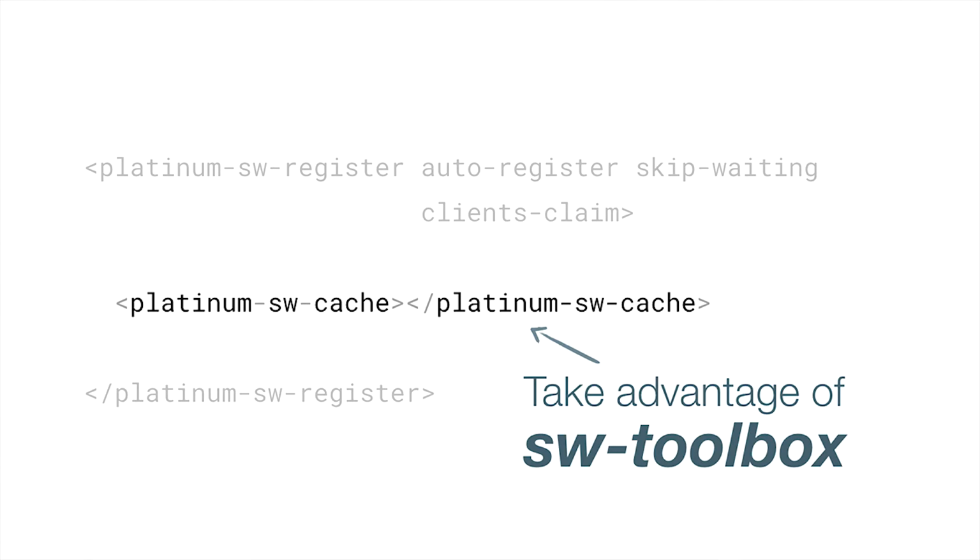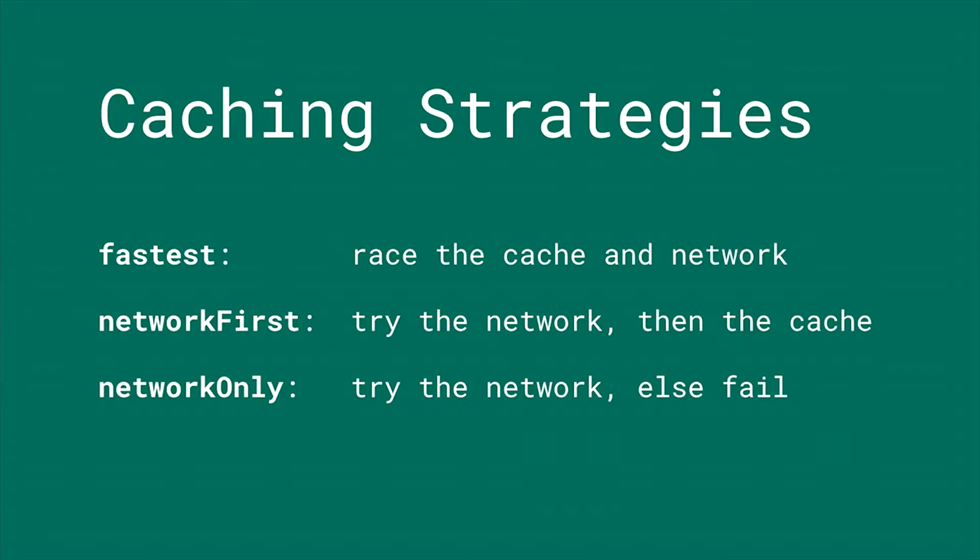So what we're doing by adding this element is we're telling the application to start dynamically caching requests as they go through it. And there are a few different caching strategies that we can take advantage of. The fastest strategy is going to tell the service worker to race the cache and the network and return whichever one comes first. Network first is going to hit the network, and if that fails, it'll try the cache. And network only is just going to hit the network. If that fails, it's just going to fail the whole request.